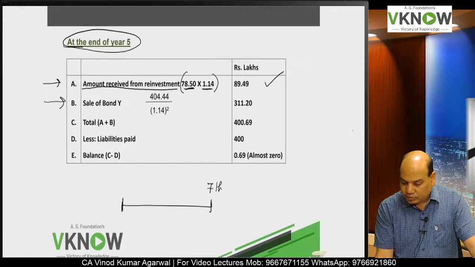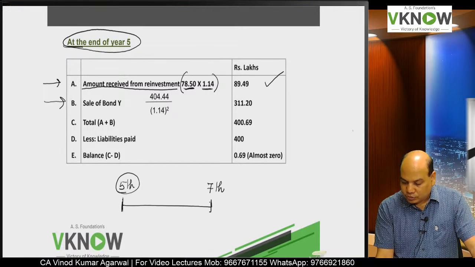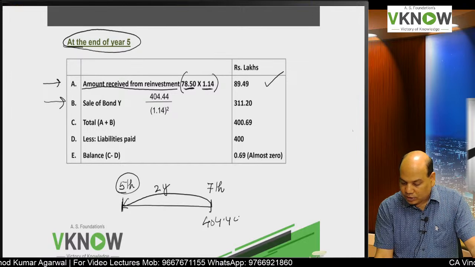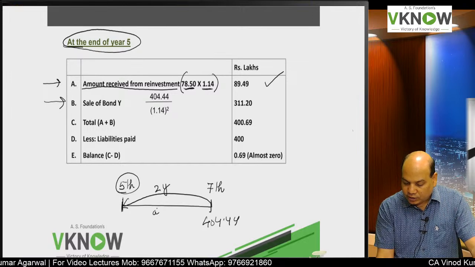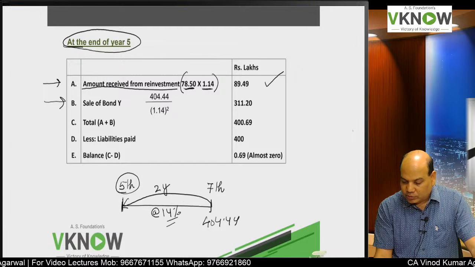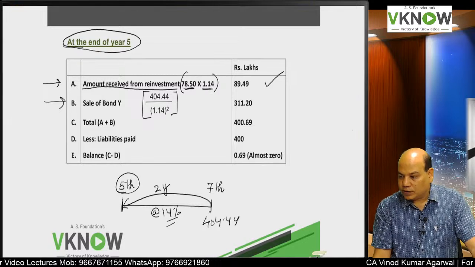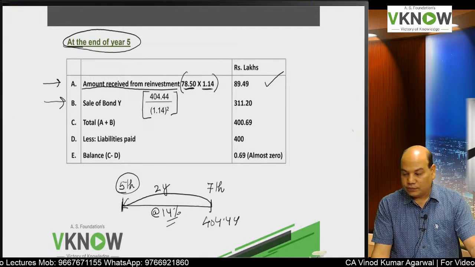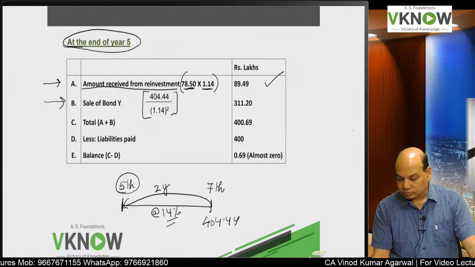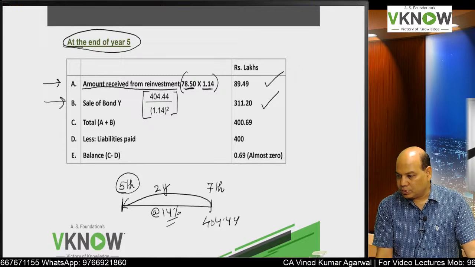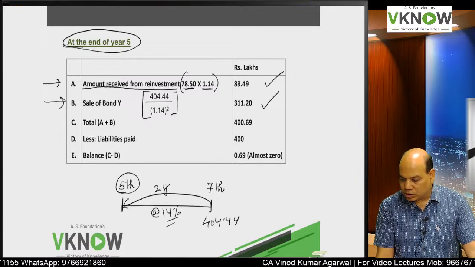The maturity of the bond Y is the 7th year, but we are going to sell it at the end of the 5th year. So we will be able to sell at the present value of this face value by discounting it by a 2-year factor, and the discounting rate will be 14%. So write down 404.44 divided by 1.14 to the power 2. Is it right? 311.20.